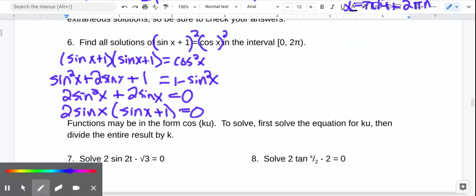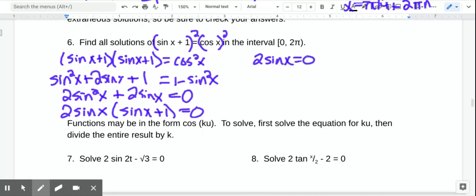I'm going to set both of these equal to 0. So either 2 sine x equals 0 or sine x plus 1 equals 0. Just my two factors. We divide both sides by 2. So either sine x equals 0 or sine x equals -1.